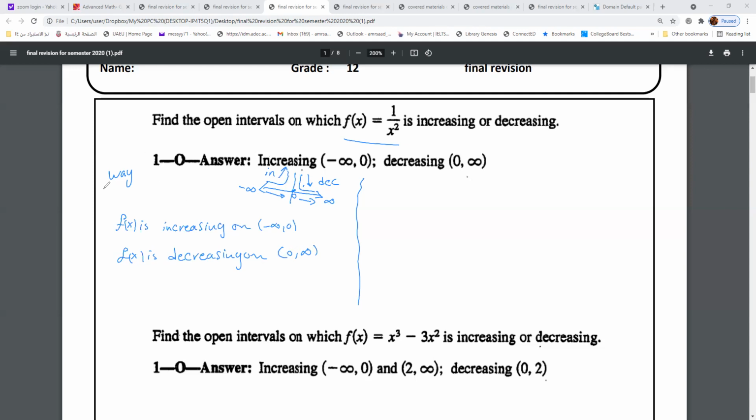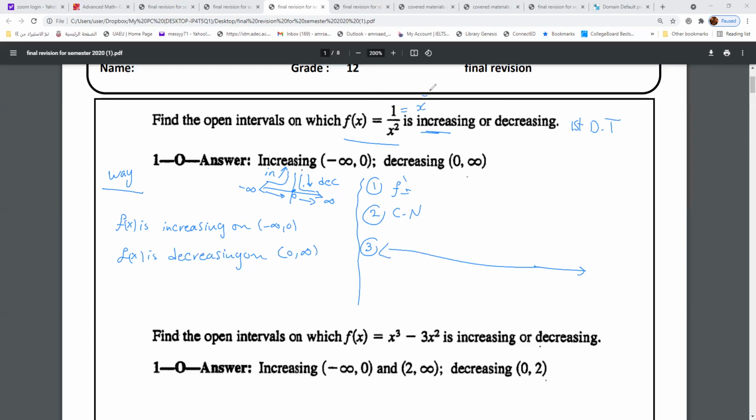If you remember the sketch of this function as I showed you before, fine. But if you don't remember the sketch of this function, I told you the steps. Step number 1, I have to find the first derivative. Number 2, I have to find the critical numbers. Number 3, use the first derivative test. As you know, when we are talking about the intervals in which the function is increasing or decreasing, we use the first derivative test.